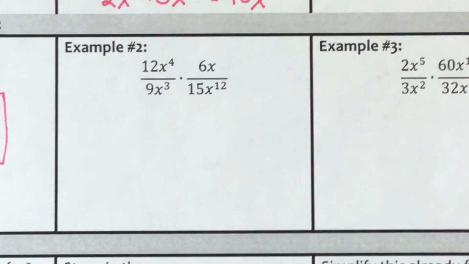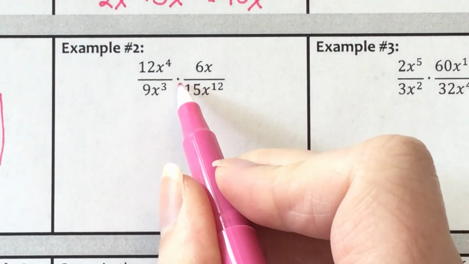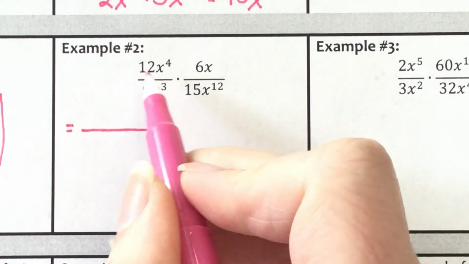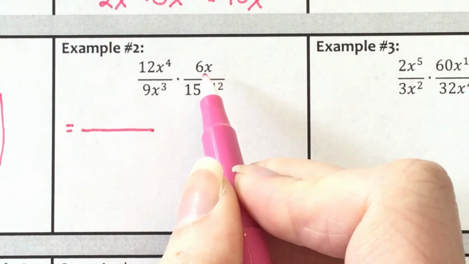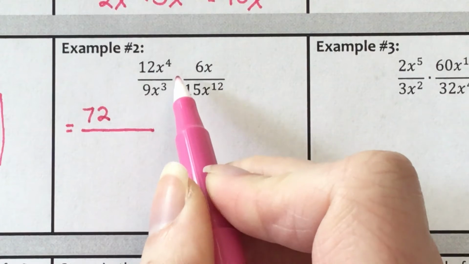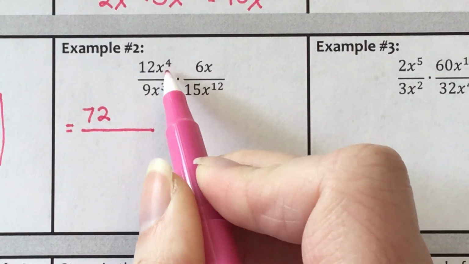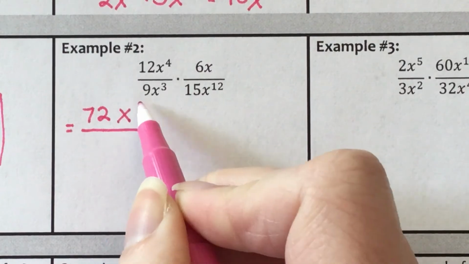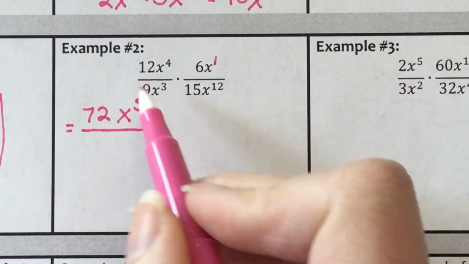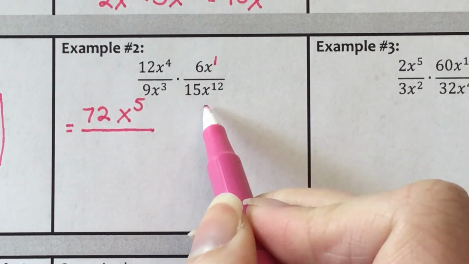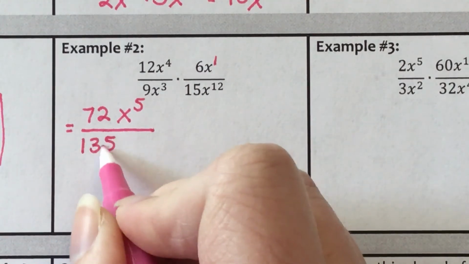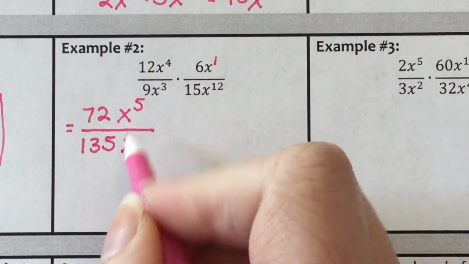Okay. Example 2. This one says to multiply two separate fractions. So when we multiply, we're going to get one bigger fraction out of this. So multiply top times top. 12 times 6 is 72. And then add together the exponents for your x's that are on the top. X to the 4th times x is x to the 5th, because this has a little 1. Okay, denominator, 9x cubed times 15x to the 12th power. 9 times 15 is 135. X to the 3 plus 12 is 15.